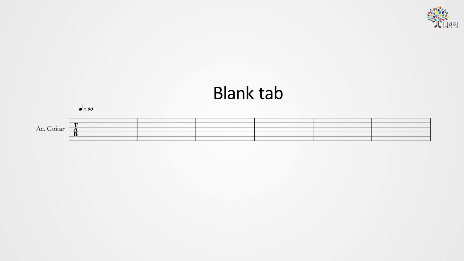Let's begin with the 6 lines that go across the screen, those horizontal lines. Now each line represents a string. So beginning on the first line, all the way on top, that line represents the first string, meaning the thinnest E string. The second line represents the B string.